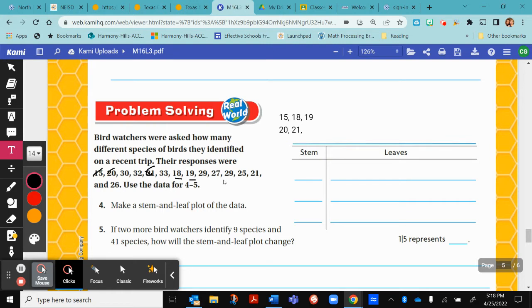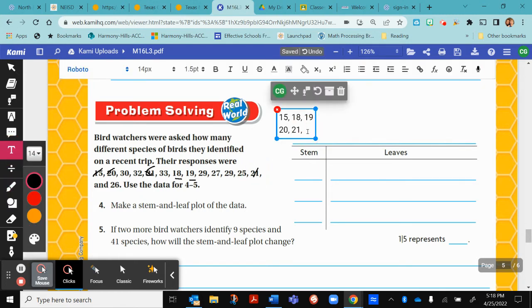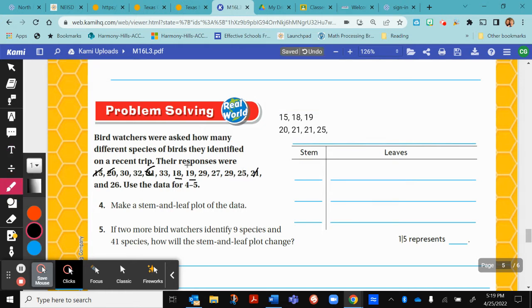And then on the 20s, I think I'm good to go. I have the 21. I have two 21s. Easier when you're working on paper so that you can see it. Then in the stem, still on the stem 2, I have 25, I have 27, and two 29s.